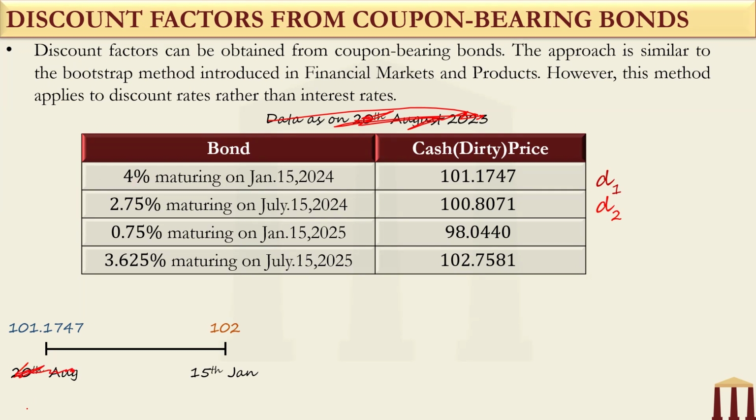Okay, it's 15th of July. So this is the price that I paid, and this is the future value that I'm going to receive. First calculation is pretty simple. I can just use the formula PV equals FV times discount factor. I can find the discount factor to be 0.991909. And using this discount factor, I can find out the spot rate if I want.